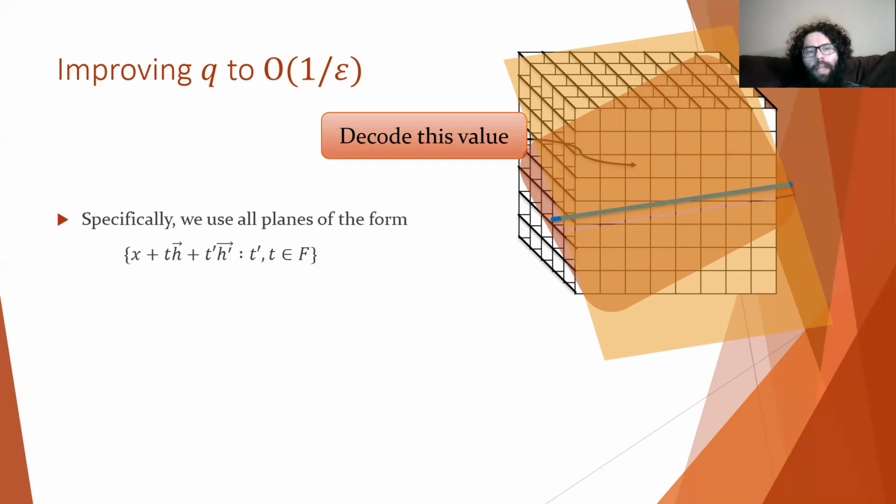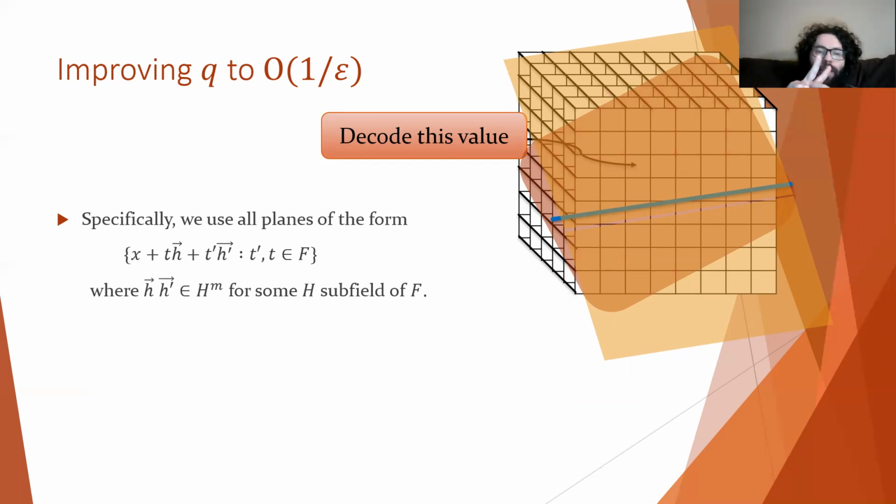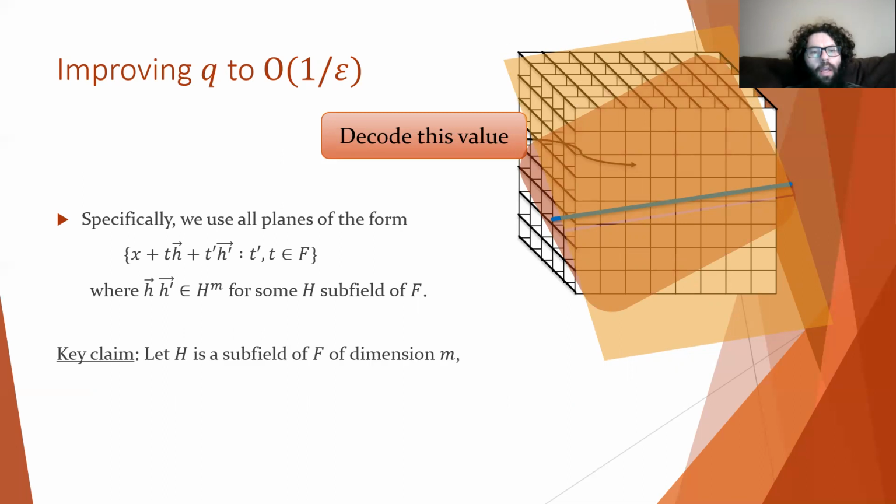So we'll use only planes of the following form. We start with some point x, and we have 2 vectors, h and h prime, and we choose h only from a carefully chosen subfield of F. So this is some sort of de-randomization, okay? So don't use all planes, but use only some of the planes. So we start with a point x0, we choose one plane, then we choose a line, then we choose another plane crossing this line. Then from that plane, we choose another plane crossing this line, and so on. And I will not provide more details about this because it will become kind of technical.